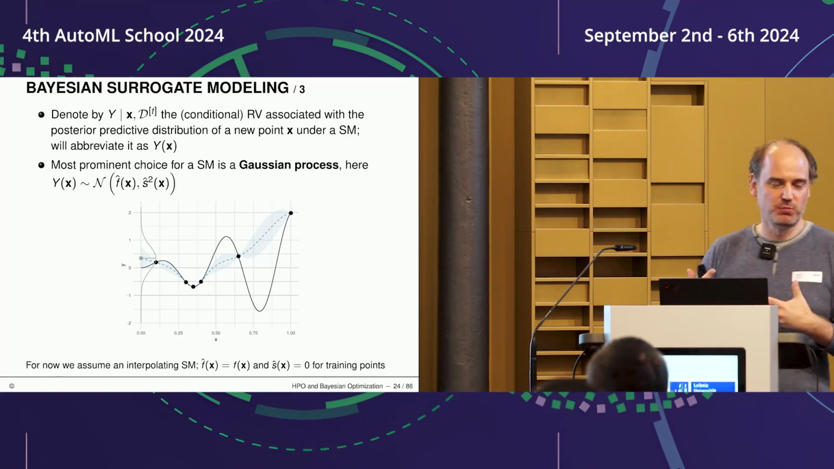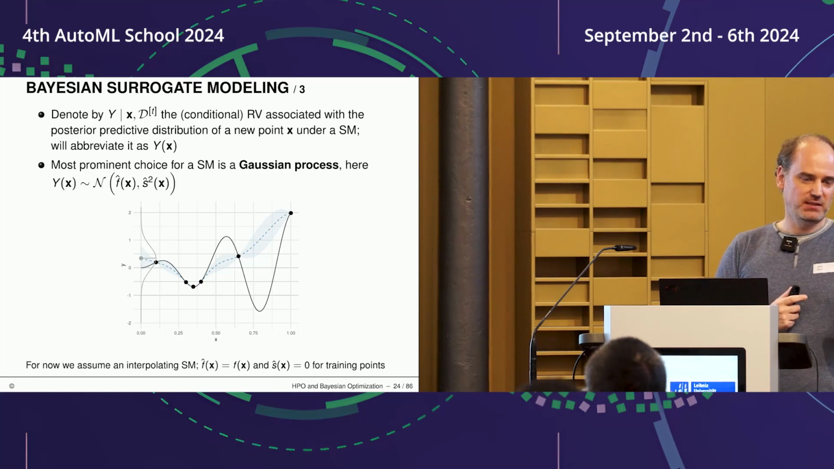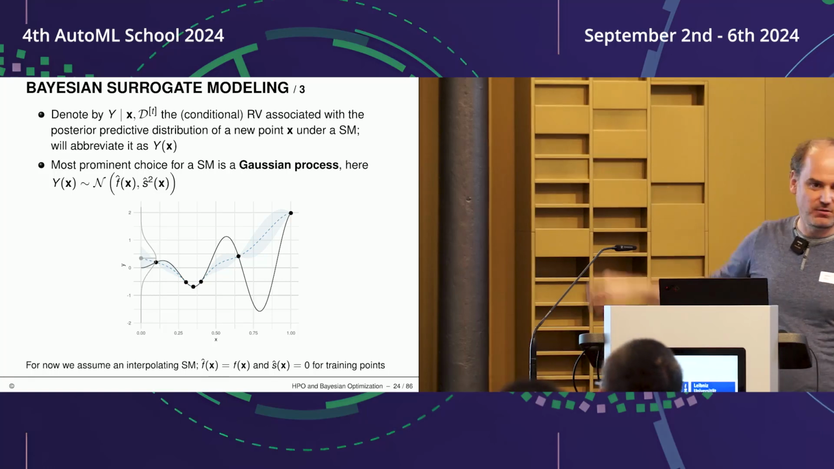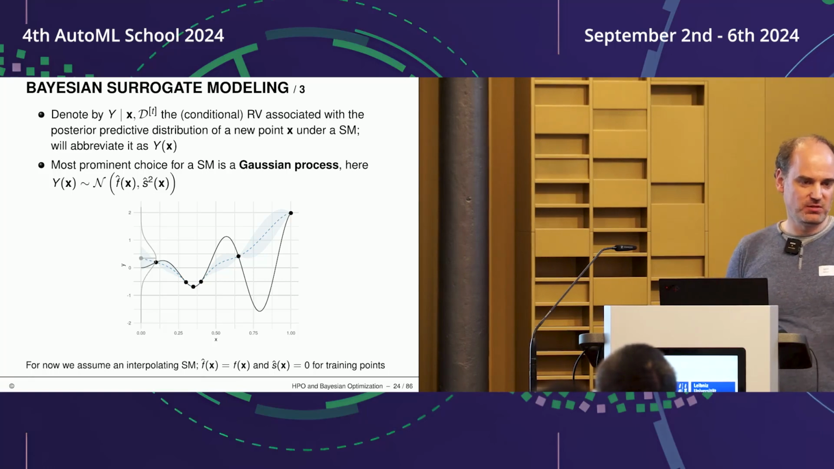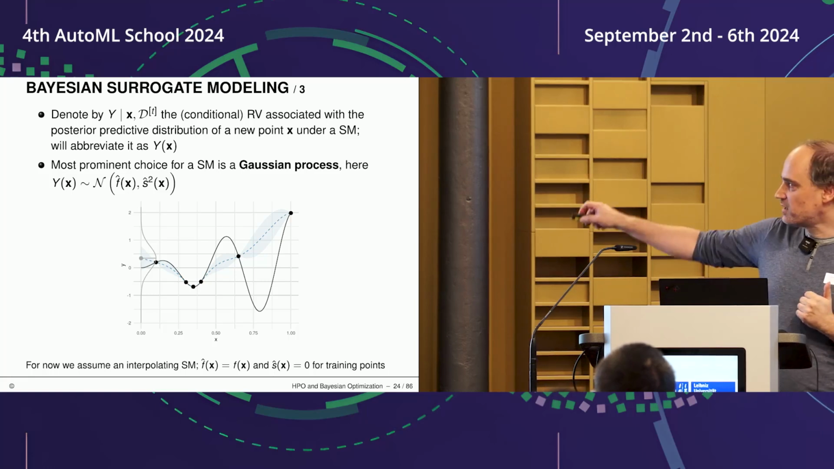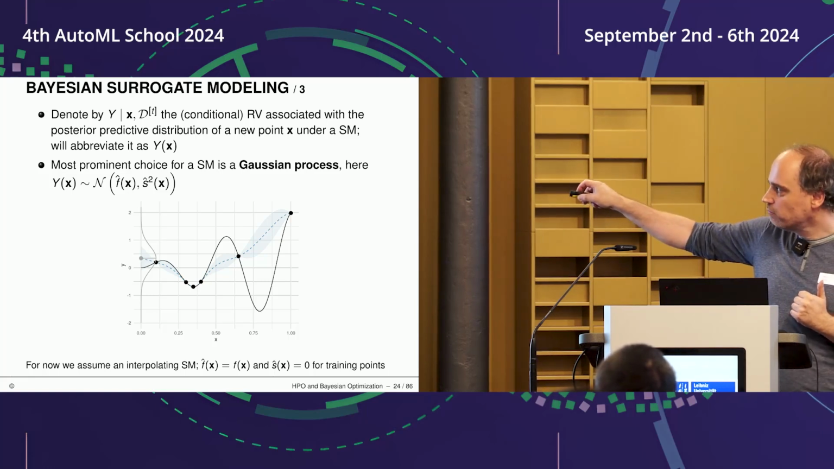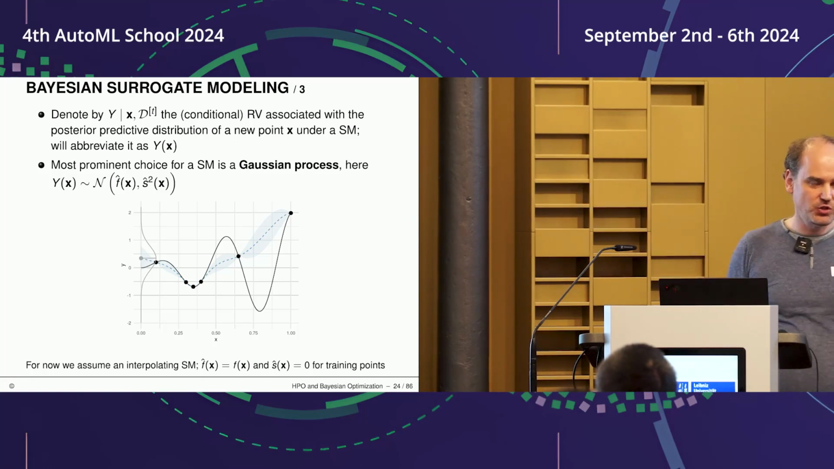So a process is basically some indexed random variable, right? And our index set is this X here. So it's actually a mapping from X to this random variable. And the defining characteristic of a Gaussian process would be that every finite marginal distribution is actually normally distributed, okay? So this would be a conditional distribution, but one-dimensional.